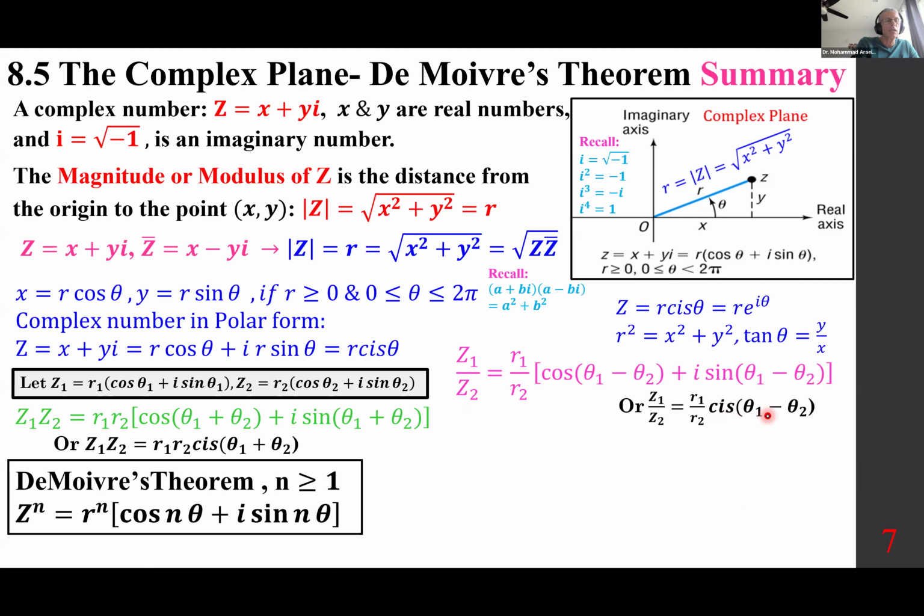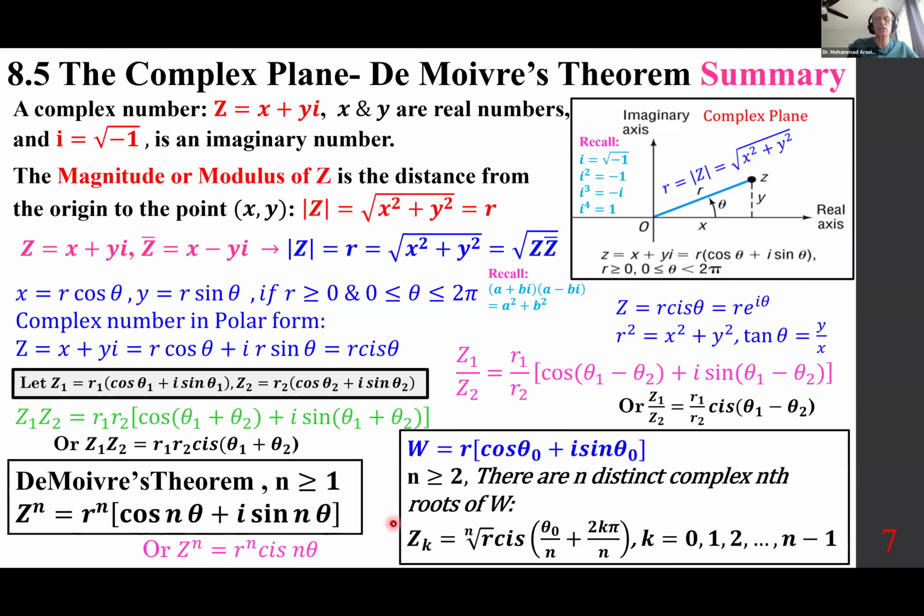De Moivre's theorem says if you want to raise it to the power of n, raise r to the power of n, and then multiply the theta by n. In other words, z to the power of n is r to the power of n cis n theta. And of course, if you want to take the root, where w is r cosine of theta sub 0 plus i sine of theta sub 0, and you want n distinct complex nth roots of w, n is larger than or equal to 2, you take the nth root of r, cis theta 0 over n plus 2k pi over n, and you choose k to be 0, 1, 2, all the way to n minus 1.